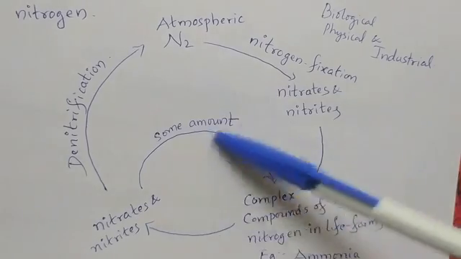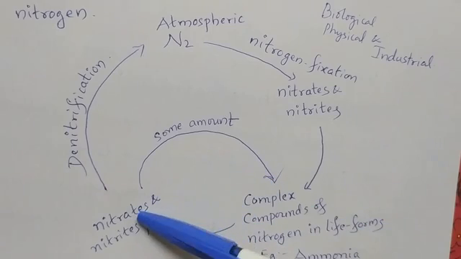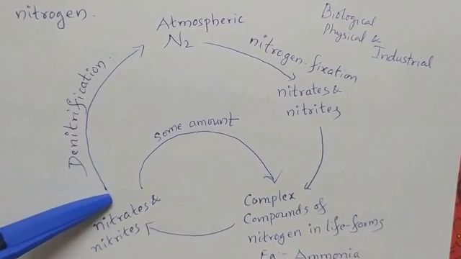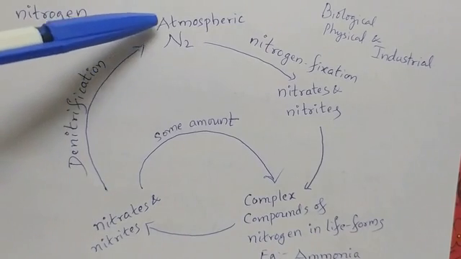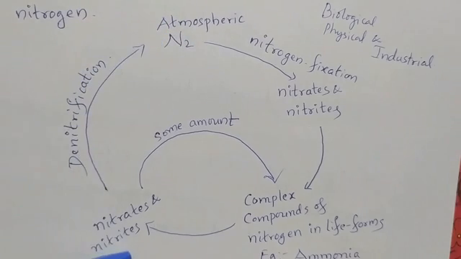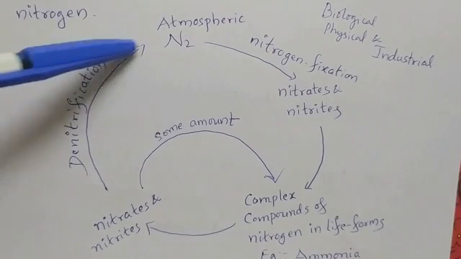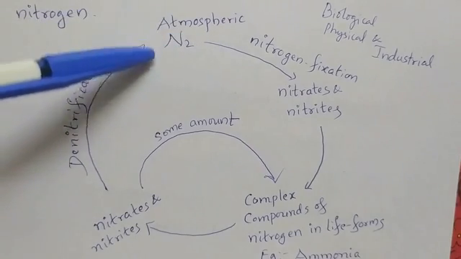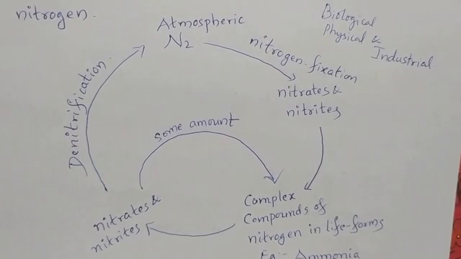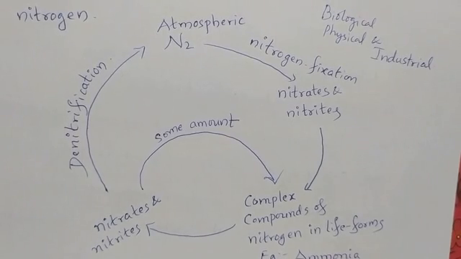This will be continuing like this. And the remaining nitrates and nitrites are converted back into atmospheric nitrogen. So nitrates and nitrites are converted back into atmospheric nitrogen. This is what is called denitrification. Right? With this, the nitrogen cycle will be completed. Okay. This is about the nitrogen cycle.